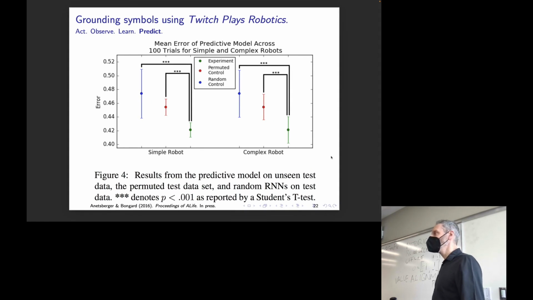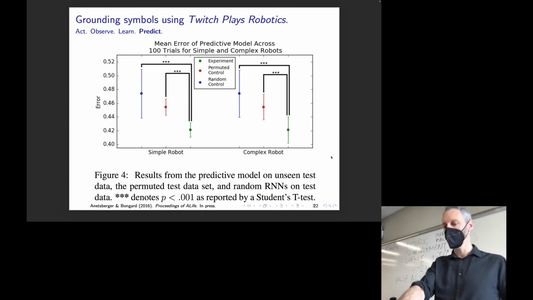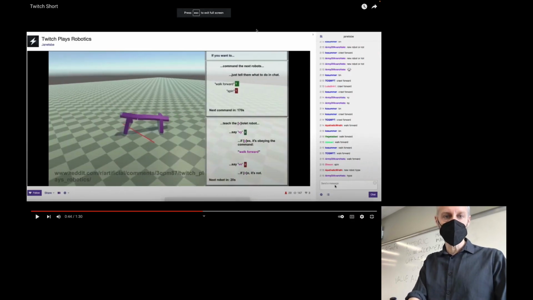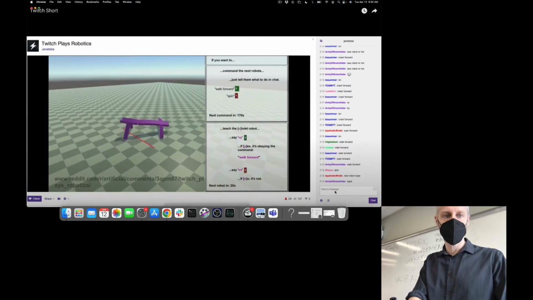All right, that concludes our discussion about Twitch Plays Robotics and language, at least for now. And we've seen the value alignment problem rear its ugly head. Any questions about this before we switch mental gears here for the last 10 minutes? No? All good? Okay.